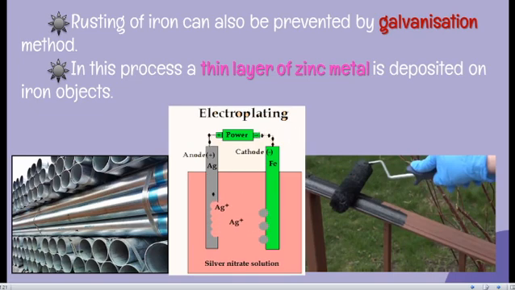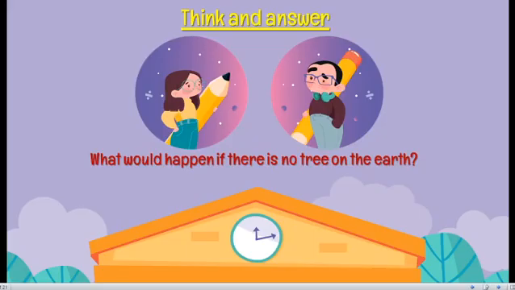As well as in the electroplating method also we can protect iron objects. In the electroplating method, silver is used. So iron objects are coated with silver. And also we can paint, grease, oil. So these are all normal processes, but galvanization and electroplating are used for huge use of iron objects.